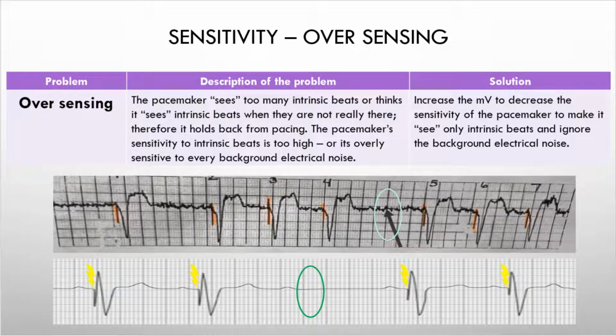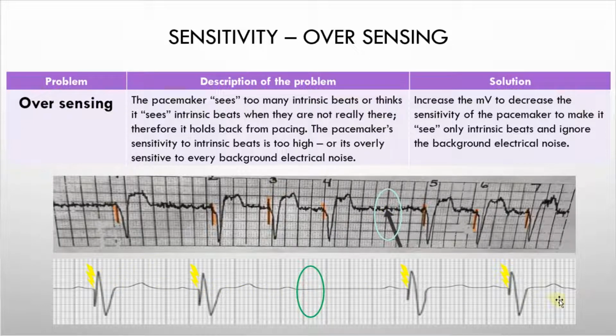Now the opposite is oversensing. In some of these examples, you can see that the pacemaker thinks it sees intrinsic beats when they're not there. In the first example on the top right, on this beat, the pacemaker feels that this was a patient intrinsic beat. Because it thought it was an intrinsic beat, meaning it was way too sensitive, it didn't fire, and because it didn't fire, there was no capture.